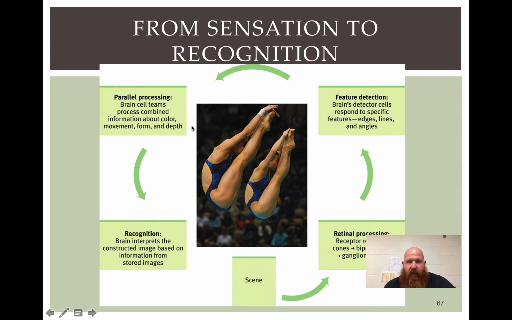happens in the next one with parallel processing. Brain cell teams process combined information, so everything goes into parallel processing. Then you see color, movement, form, and depth. And then finally, recognition. The brain takes these things and constructs the image information based on stored images. So our brain relates those things too. So this is sort of the 4 major parts or 5 major parts of us seeing something, anything.